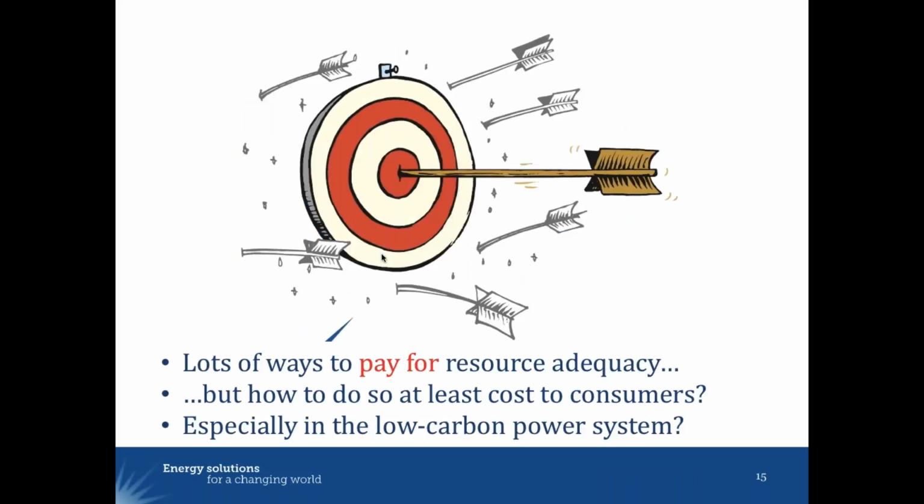Okay, we'll move on. So in addition to different ways of ensuring resource adequacy, there are different ways to pay for it. And of course, that takes us to a discussion about capacity markets versus energy markets and other ancillary services markets and so forth. Again, how to do so at least cost to consumers, especially as we move towards a low carbon power system.